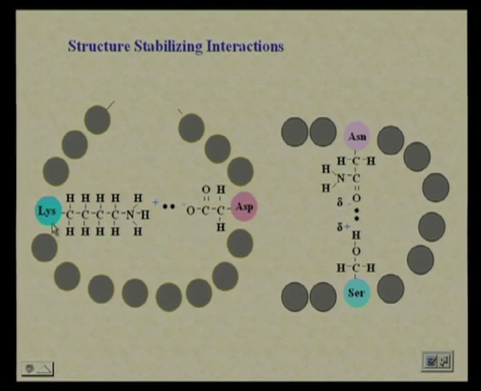Okay. What do we observe here? We observe a lysine, that is a basic amino acid residue, having an ionic interaction and ion pair formation with an aspartic acid residue. Okay.